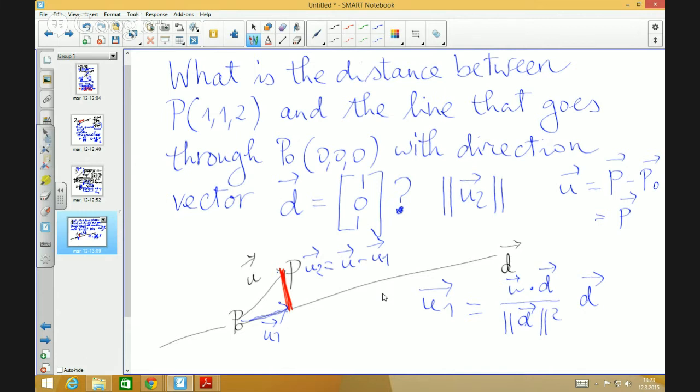Okay, are you happy with this picture? Then you can fill in the details at home. The message is, if you can compute projections, you can compute distances of points from lines, exactly by following this picture here.